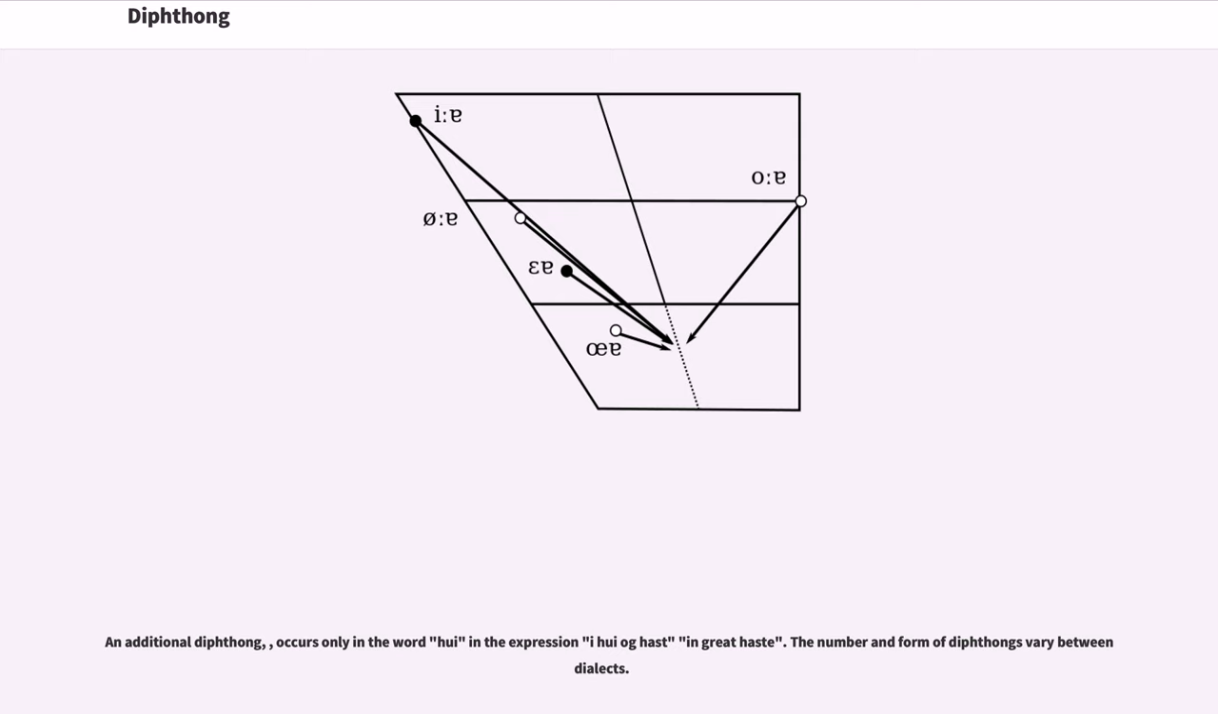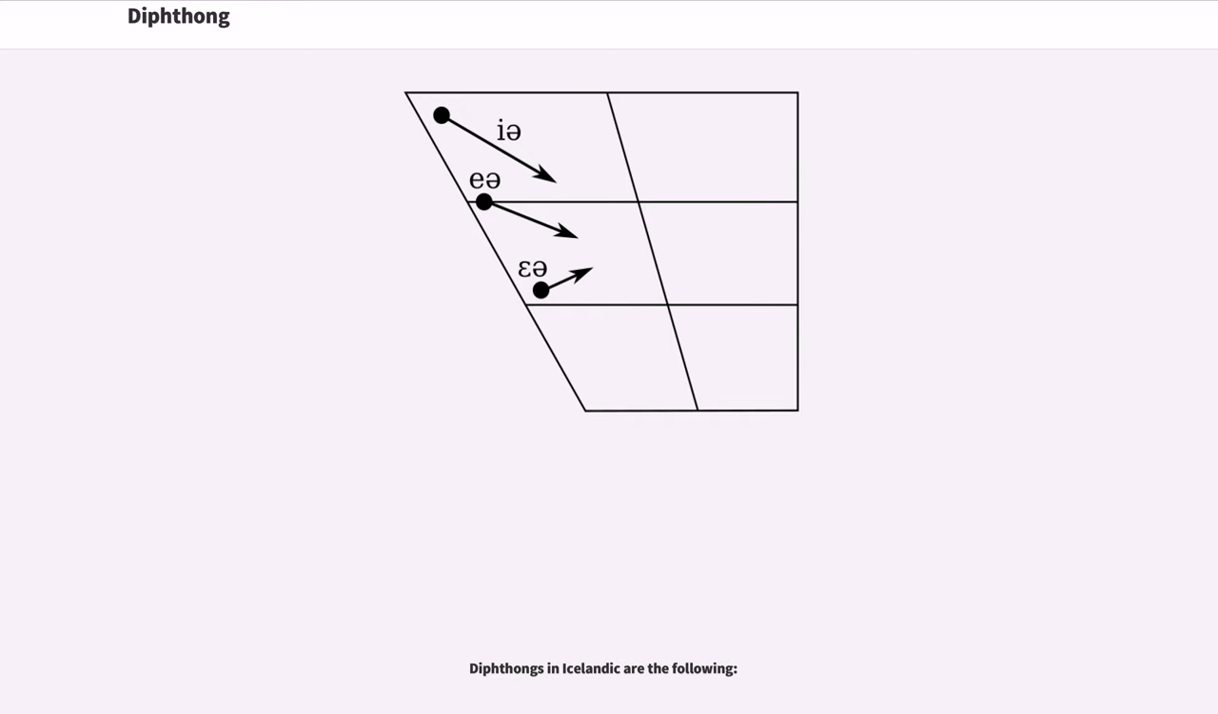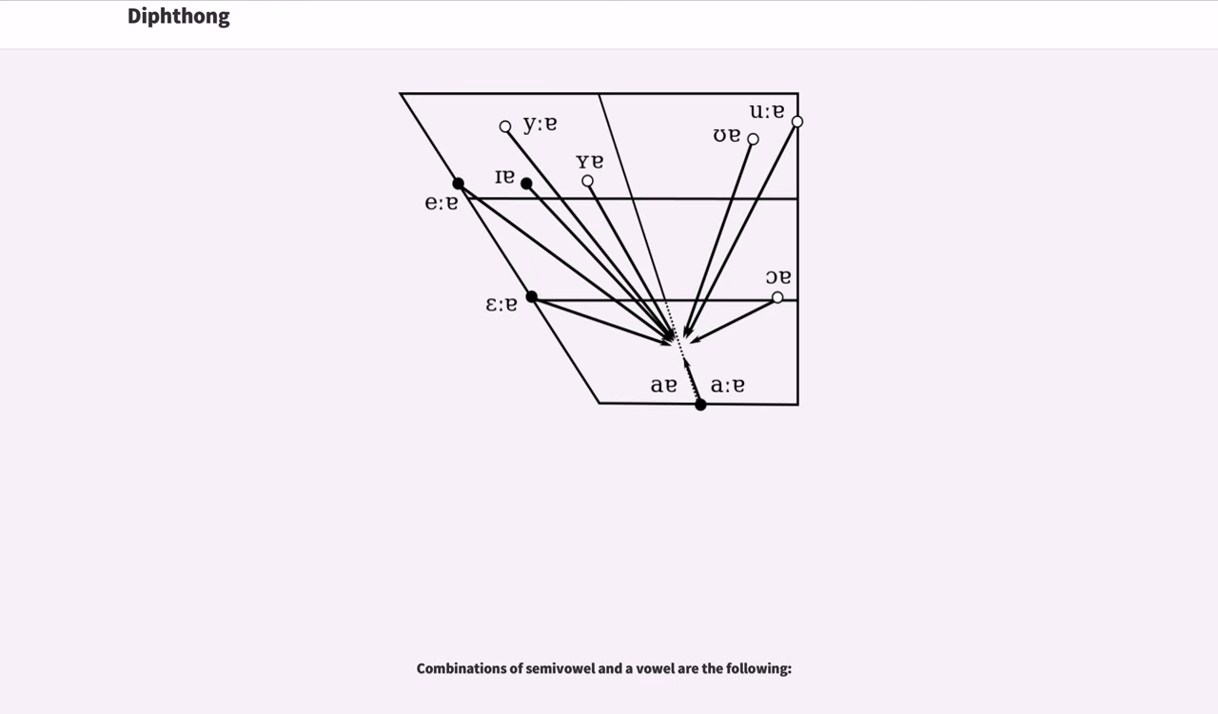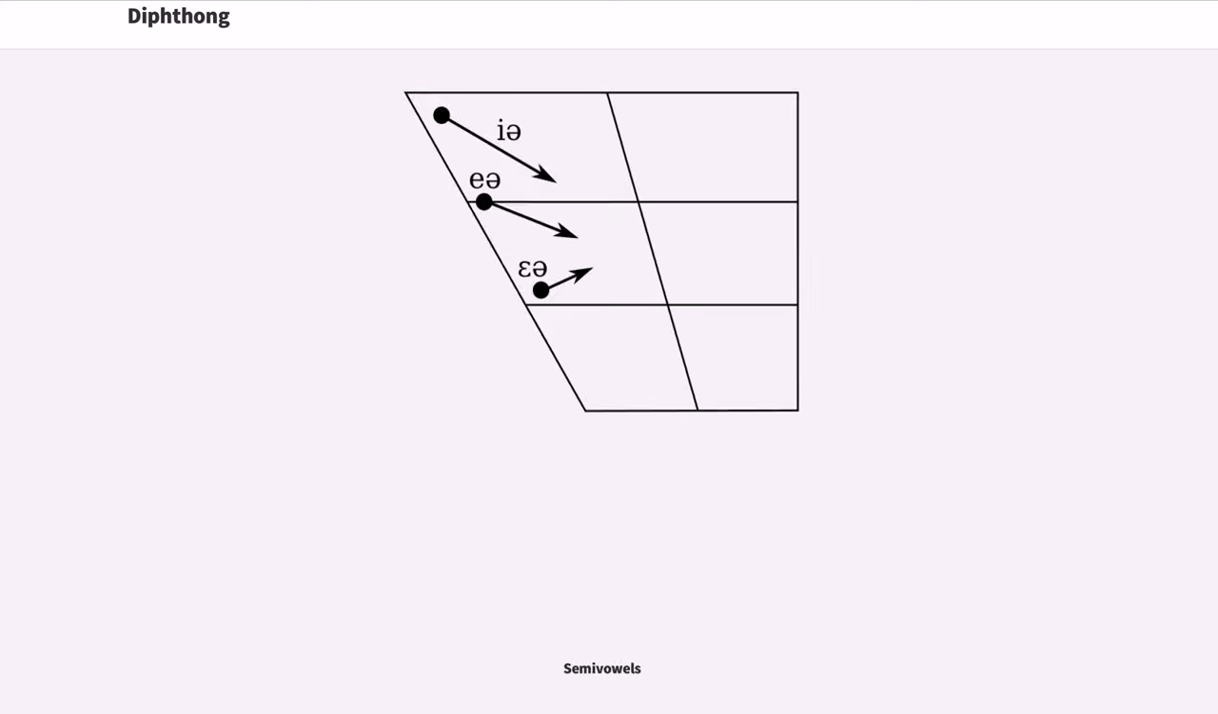The number and form of diphthongs vary between dialects. Diphthongs in Faroese are as follows. Diphthongs in Icelandic are the following. Combinations of semi-vowel and a vowel are the following. In French, some may be considered true diphthongs. Other sequences are considered part of a glide formation process that turns a high vowel into a semi-vowel when followed by another vowel. Diphthongs, semi-vowels.